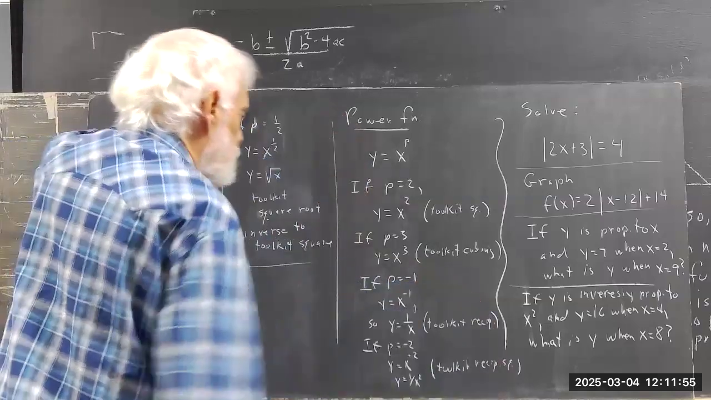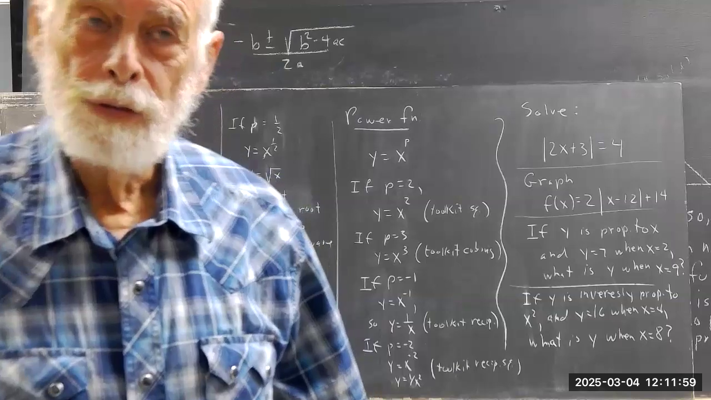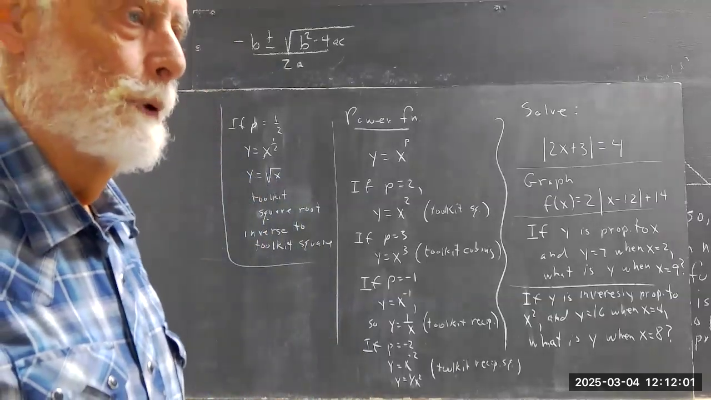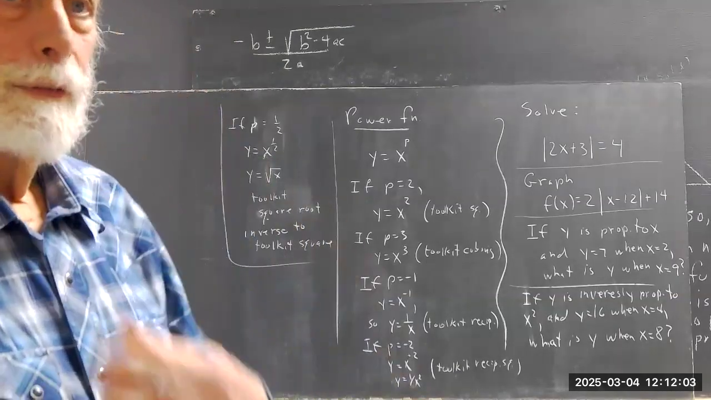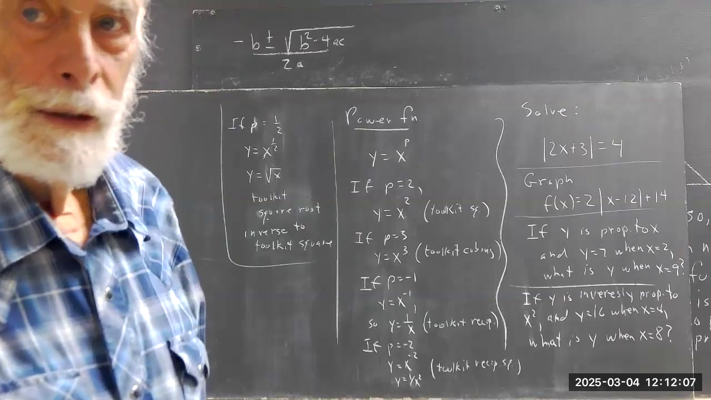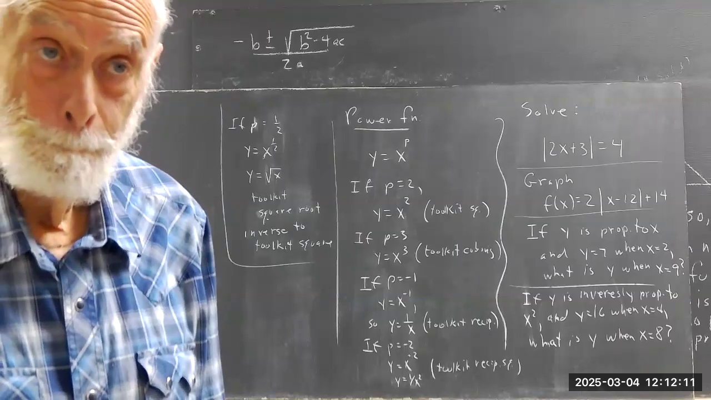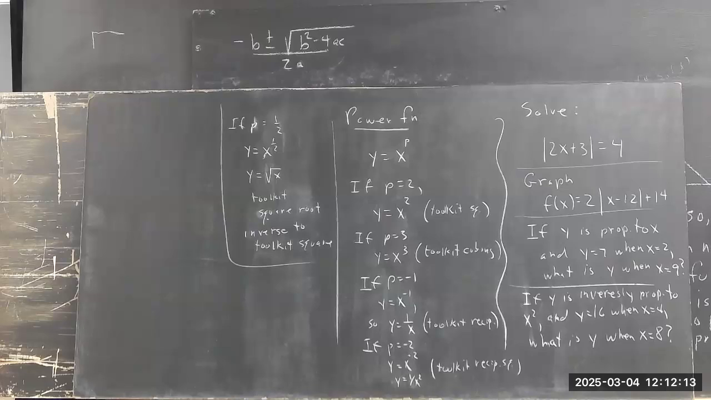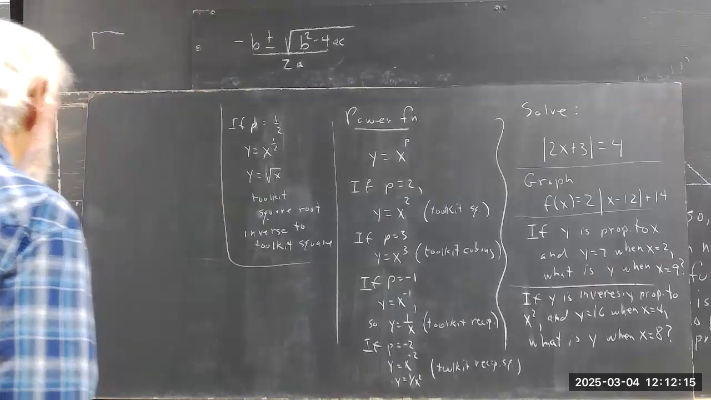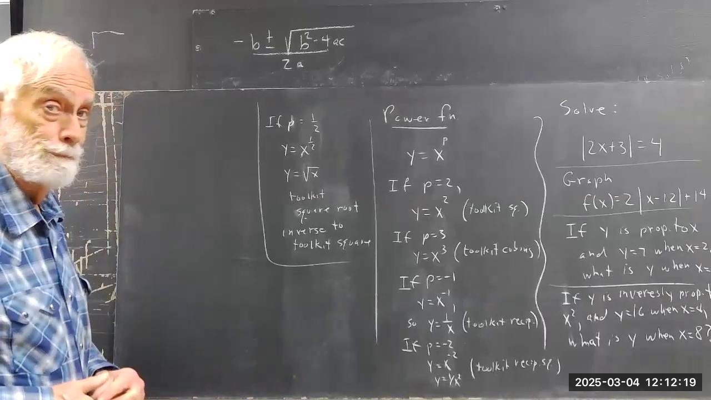So you've already seen a bunch of power functions. And you know how to graph all of them except, well, almost all. I haven't given you the algorithm for the reciprocal square. I haven't given you the algorithm for the cube. So I'm going to give you the algorithm for the cube right now. You ready for this?